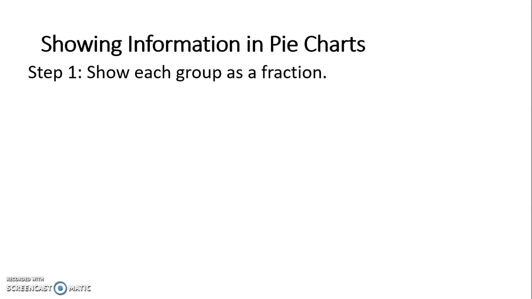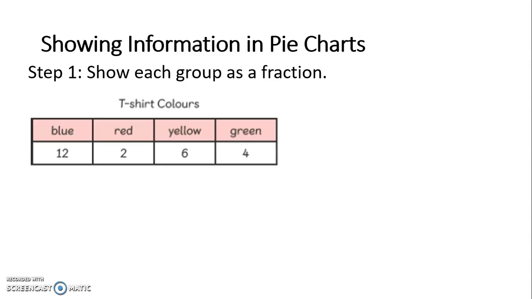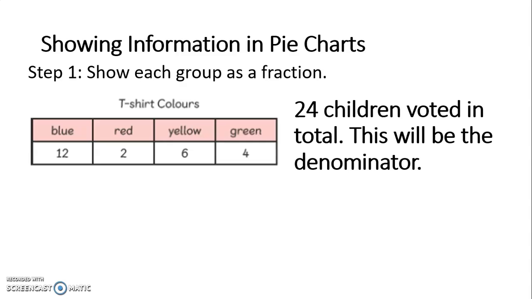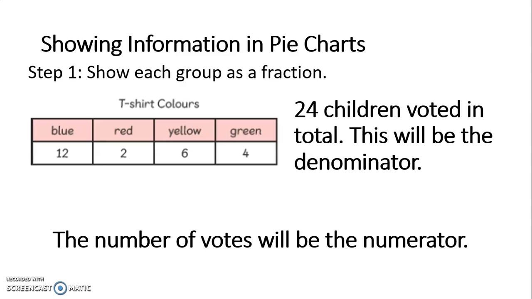Step 1, we need to show each of those groups as a fraction. Here I've written them out in a table. Now we need to show those as a fraction. There were 24 children voting in total. This is going to be the denominator of each fraction. The number on each group will become the numerator.